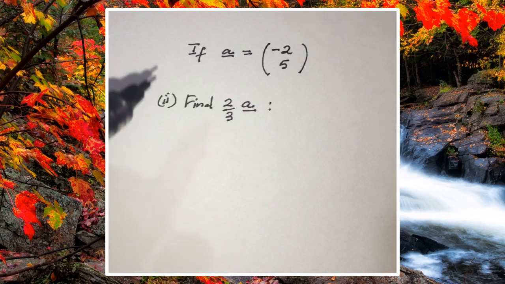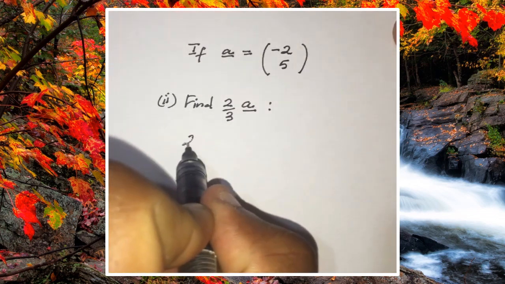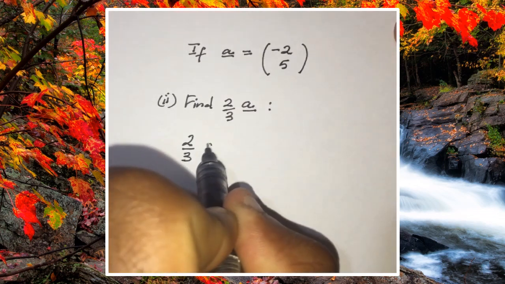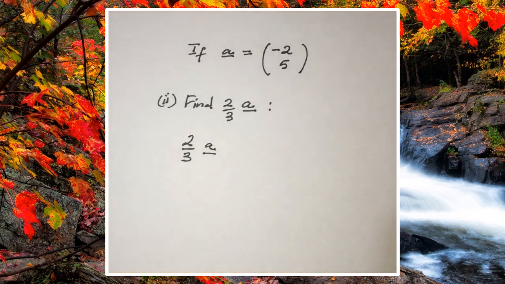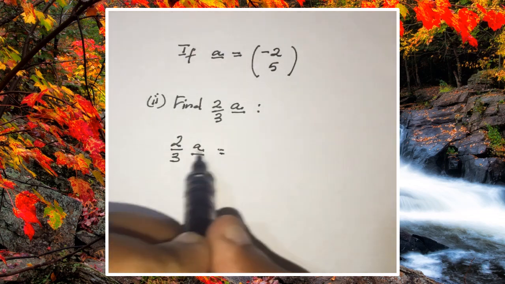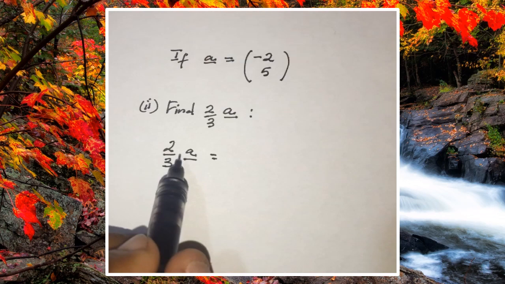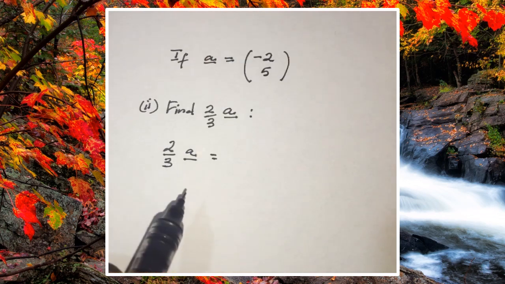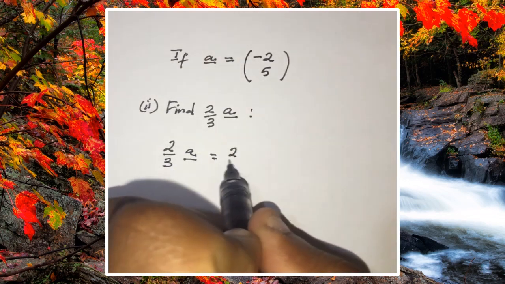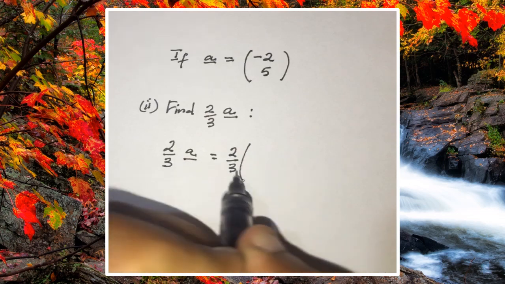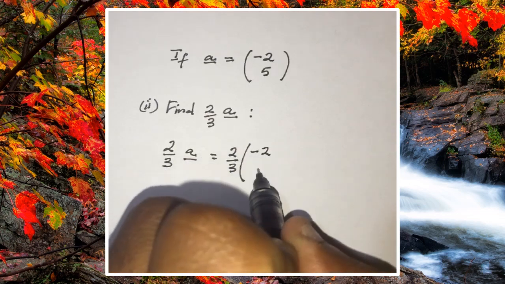Part 2 is asking us to find 2/3, a fraction of a. I know we don't really like fractions that much, but we're going to get through it together. All right. So we're asked to find 2/3 of a. And we already know what a is, and we know that we're going to multiply. So we're going to have 2/3, and a was negative 2, 5.